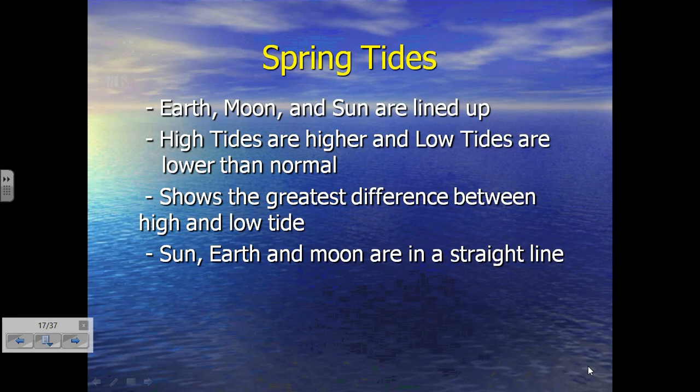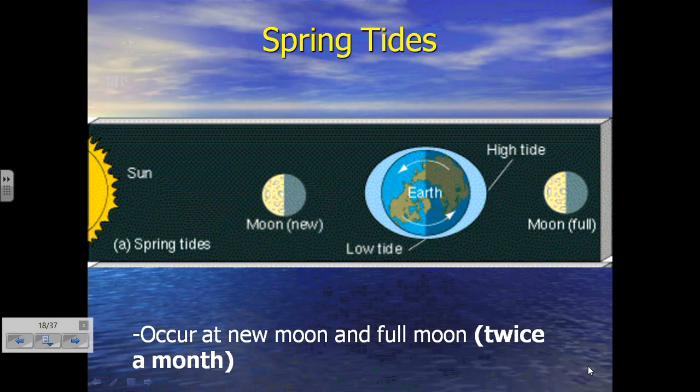During this episode, high tides are generally higher and low tides are lower than normal. And during this phase, they show the greatest difference between the high and low tide. Now, to remind you, spring tides occur specifically when the sun, the earth, and the moon are in a straight line. And here's an image depicting that.